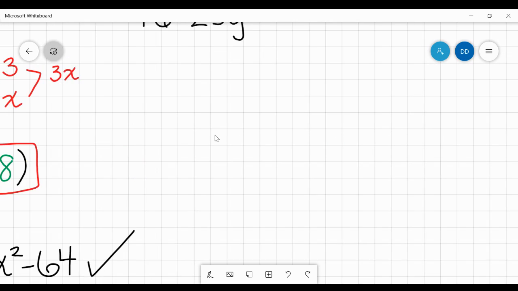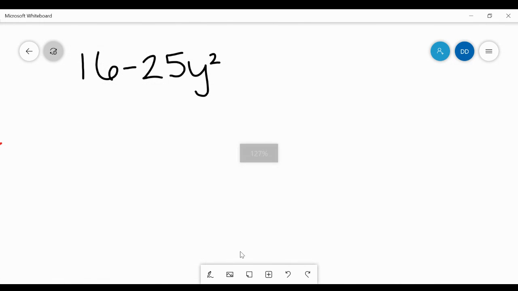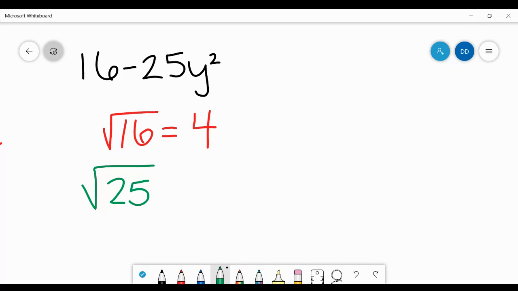Let me just move over here. Zoom in a little. Okay, so in this case, our variable is in the second term, which is fine. Still going to do the same exact process. So I'm going to find the square root of 16. The square root of 16 is 4, because 4 times 4 is 16. And then I'm going to find the square root of 25y squared. If you want, you can break them up. In this case, I'm not going to, because you see where they came from the first time around. So the square root of 25 is 5, and the square root of y squared is y.